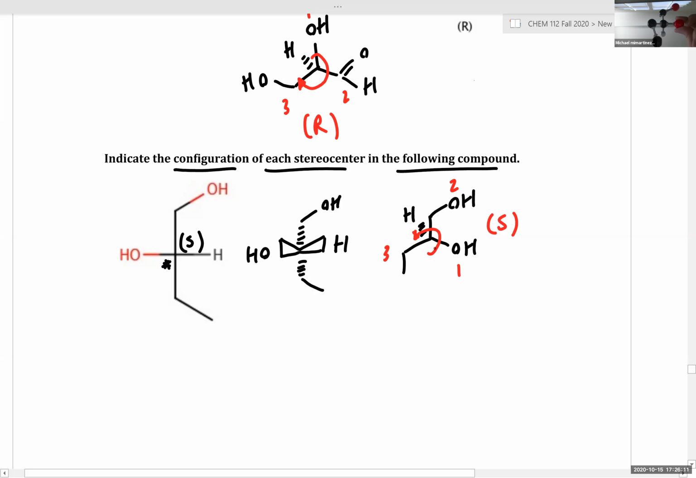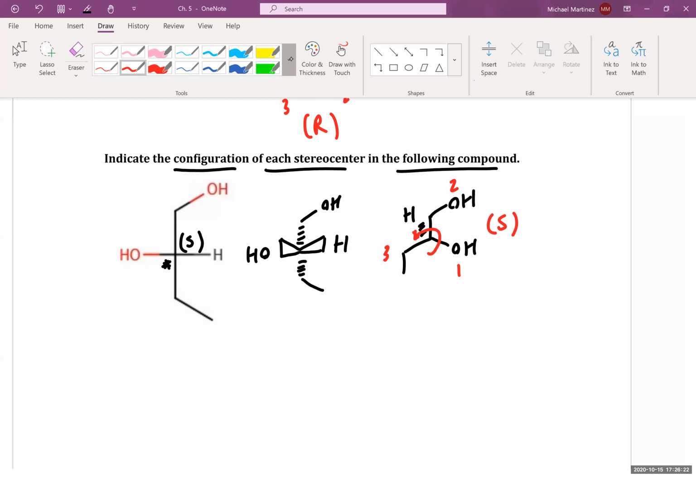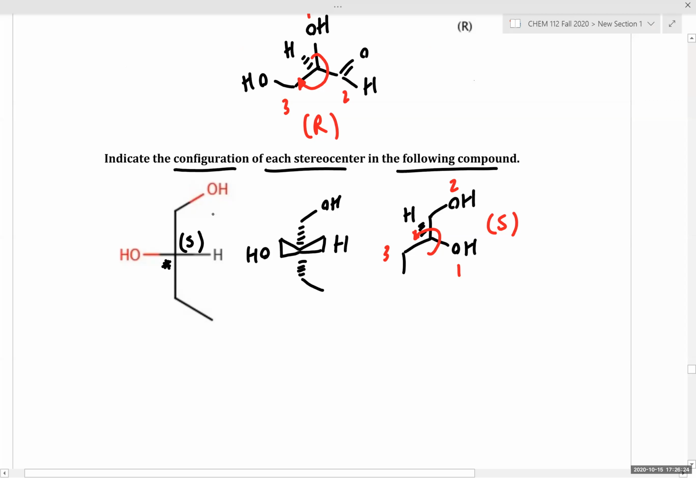Does that example make sense? Does this logic make sense to everyone? It's very similar to our previous examples on assigning stereochemistry. Any questions on this example? Any questions on this example that I can address?